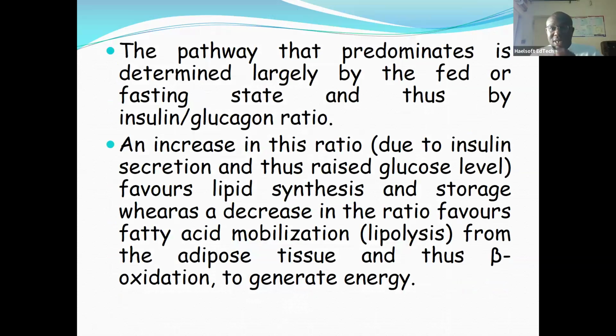Now, before we start talking, let's talk about what lipids are. You know, lipids are endogenous compounds that are made up of what?